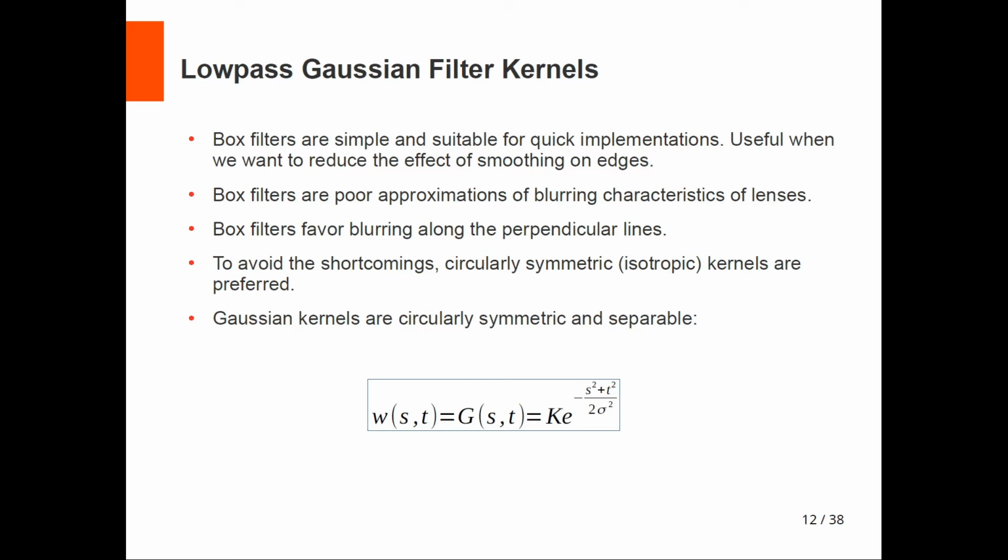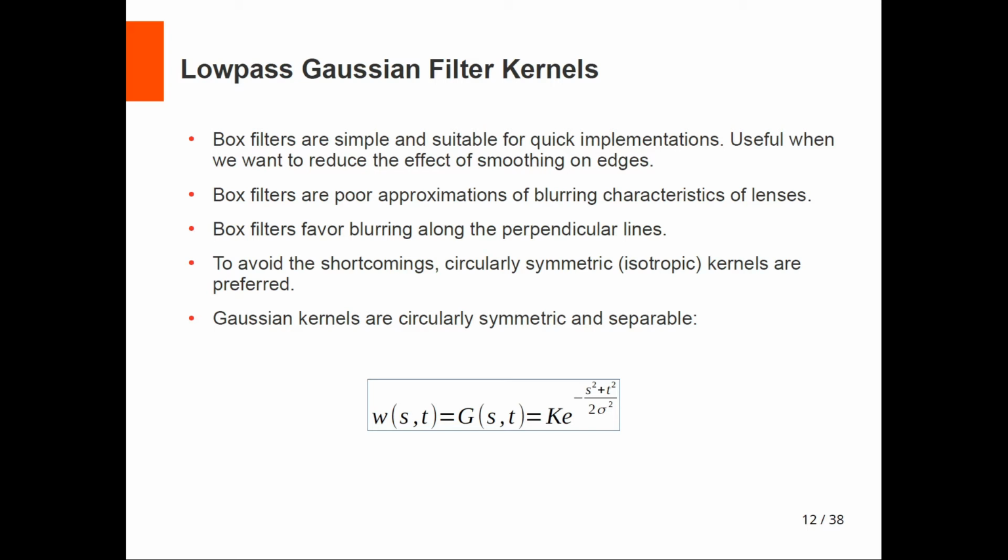But box filters by no means are the only possible smoothing kernel that you can have. In fact, you can have infinitely many different smoothing kernels, all with random weights, and each one can have a different effect. So that's why we introduce here the Gaussian filter kernels.